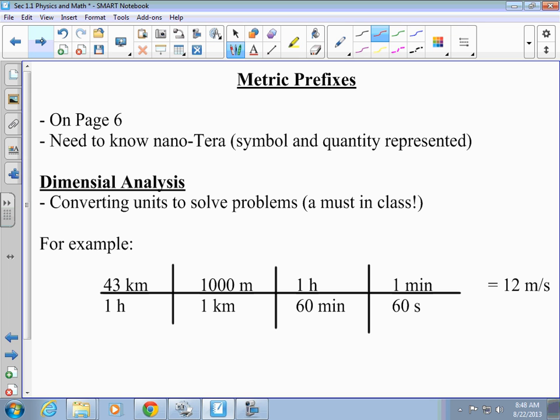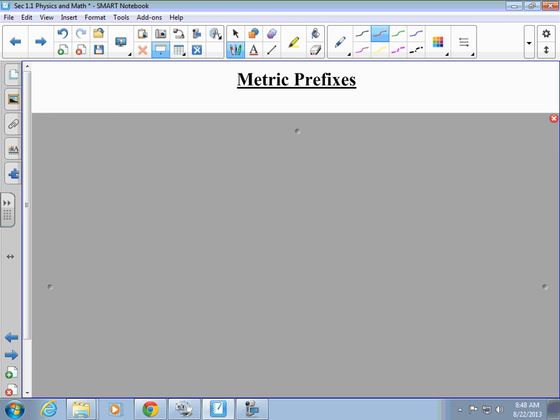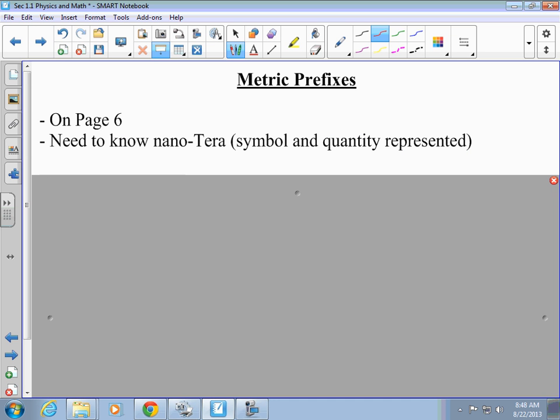The second thing that should be basically review is metric prefixes. And these are on page 6 of your textbook, and you're going to have to know these from nano through tera. And the one thing to talk about when we talk about metric prefixes is they always go in thousands. So every exponent changes by 3. So you're going to start with nano, which is 10 to the negative 9th. And then your next one will be micro, 10 to the negative 6th. The next one will be milli, 10 to the negative 3. Your base units, 10 to the 0.